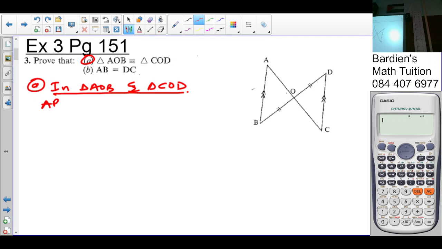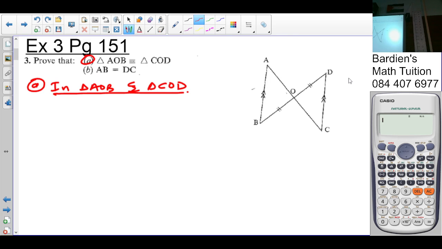AB is equal to DC. What's your reason? Is it equal? No, it's parallel. Those arrows mean to say it's parallel, not equal. This means to say they're equal. You see, like this here, that is equal. Those arrows mean to say they are parallel.